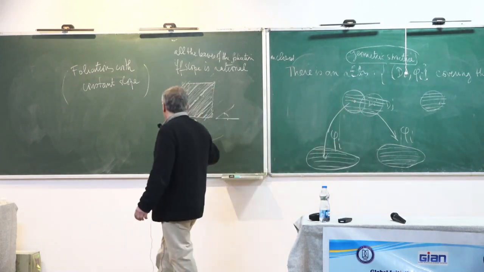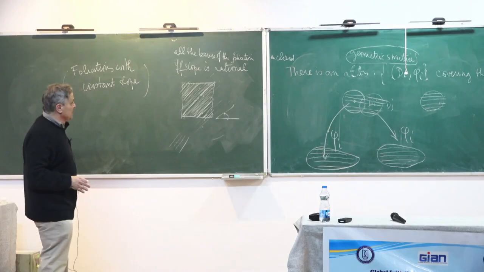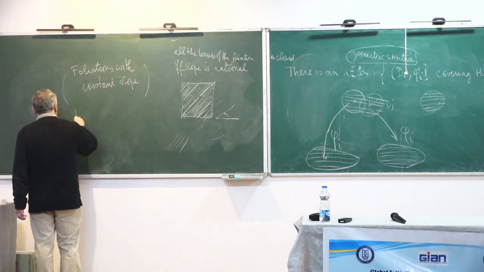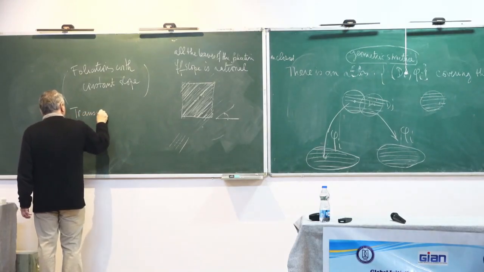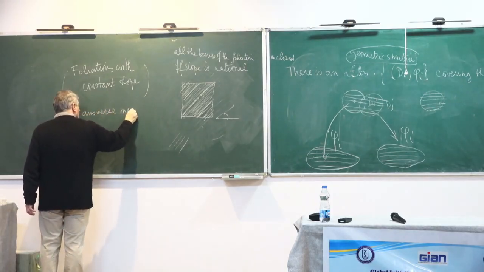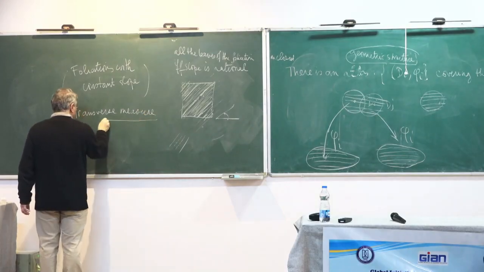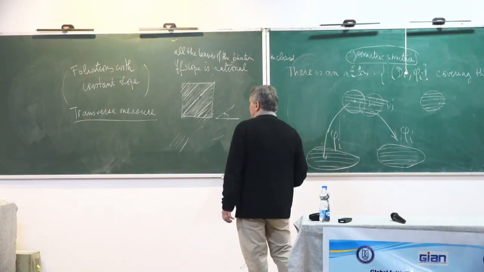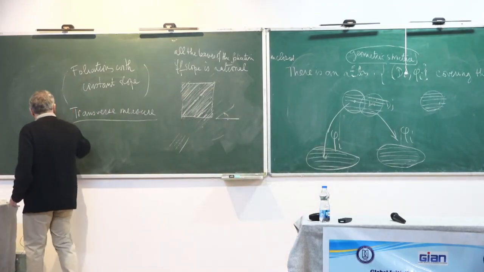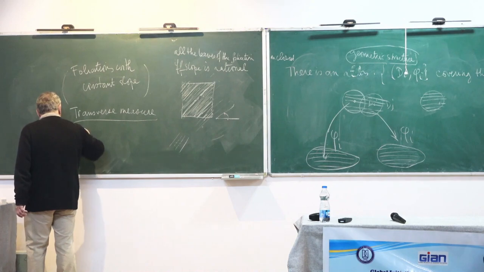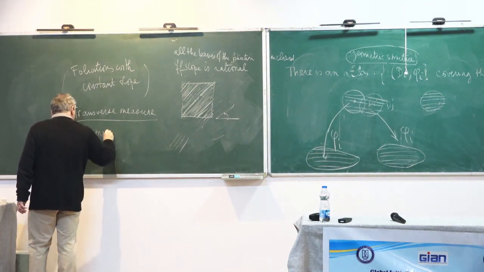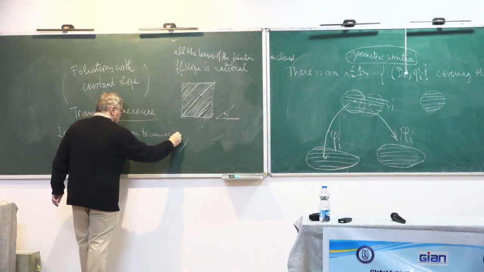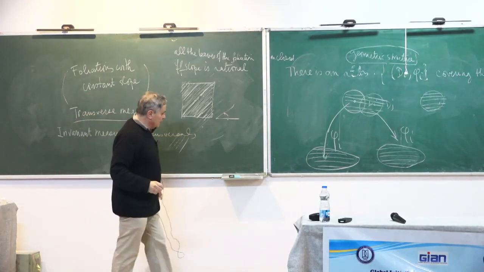There's an important notion here which I will explain for surfaces of higher genus, and this is a question of transverse measure. This transverse measure is an invariant measure on transversals. So what does this mean?